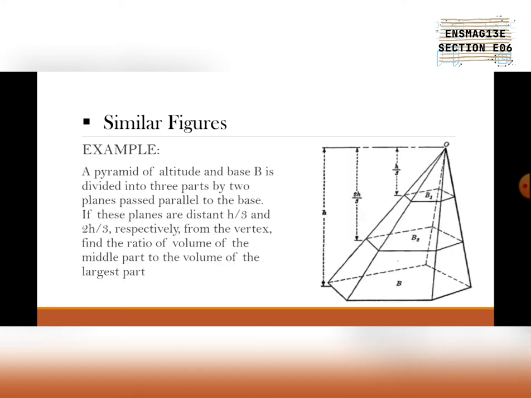Let us take this one as an example. A pyramid of altitude h and base B is divided into three parts by two planes passed parallel to the base. If these planes are distant h over 3 and 2/3 h respectively from the vertex, find the ratio of the volume of the middle part to the volume of the largest part.